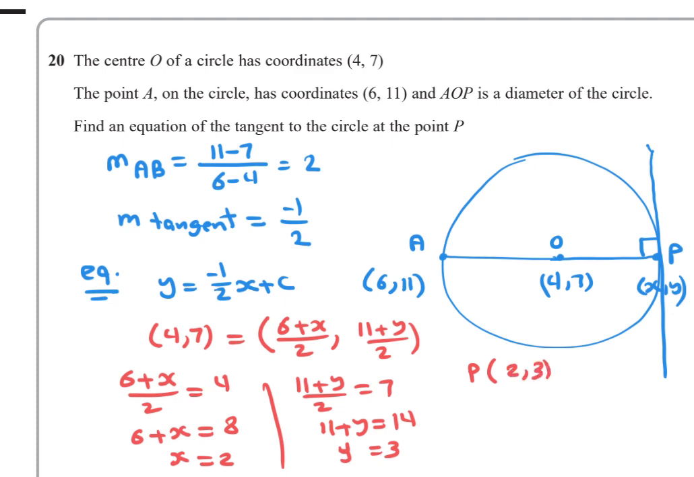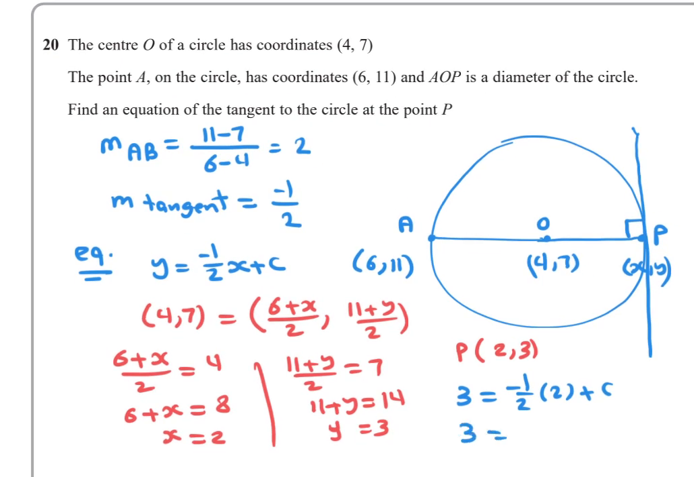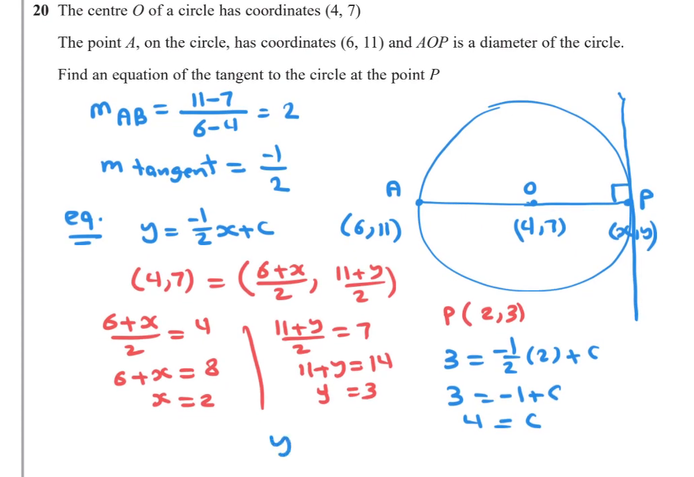Now substitute to find C. So the equation of the tangent, 3 equals negative 1 over 2 times 2 plus C. So 3 equals negative 1 plus c, so c equals 4. So the equation of the tangent now, y equals negative 1 over 2 x plus 4.